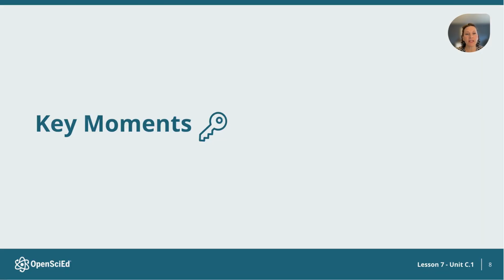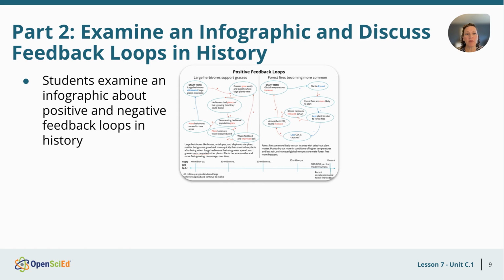And now for the key moments. A key moment for student sense making happens in part 2. The distinction between positive and negative feedback loops is complex. If your students have gone through OpenSciEd Biology Unit 2 Zombie Fires Unit, then they are likely familiar with carbon dioxide in a feedback loop. Here they are exploring the differences between positive and negative feedback loops.